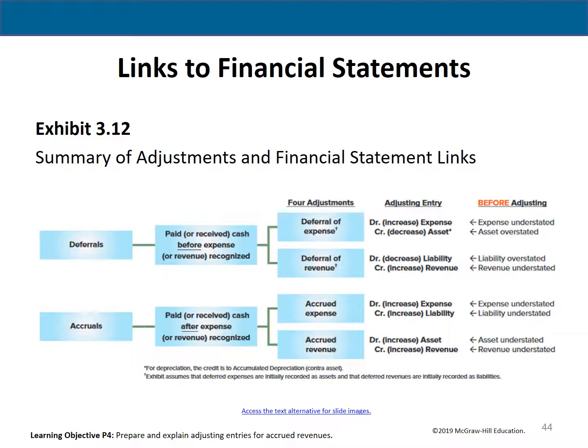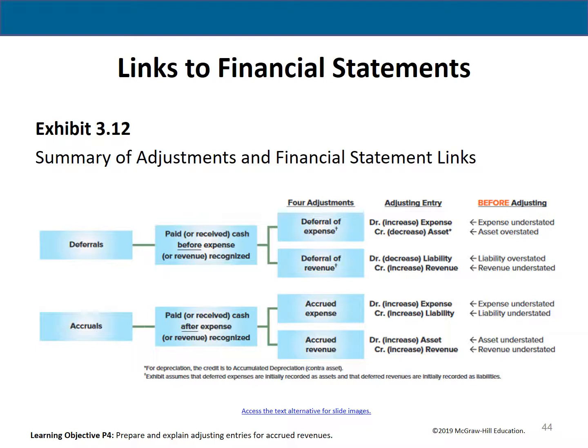Deferral of revenue. That's when we receive money before we've completed the transaction. When we complete the transaction, though, as we complete it, the adjusting entry will be a decrease to the liability and an increase to our revenue. So if we never made the adjusting entry, our liabilities would be too much and our revenues would not be enough.